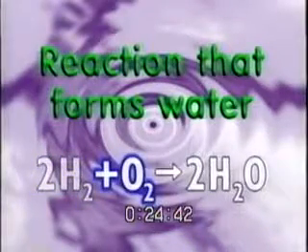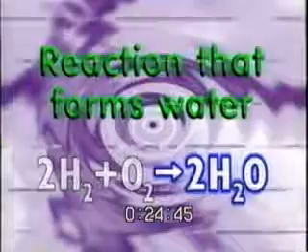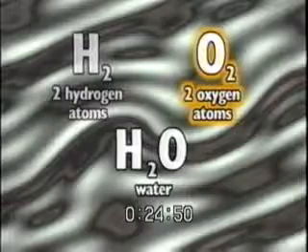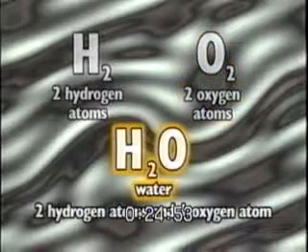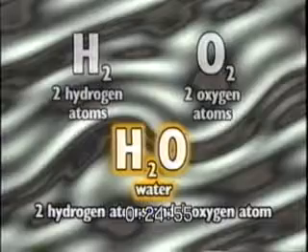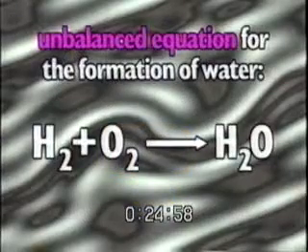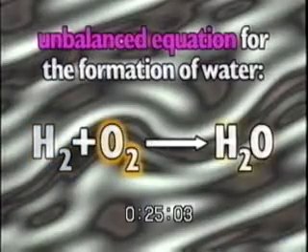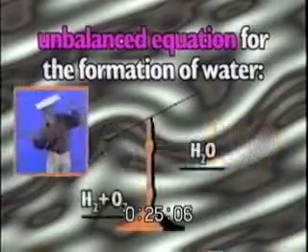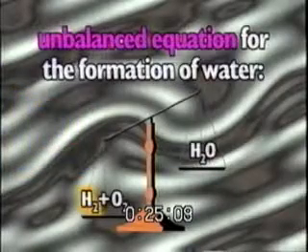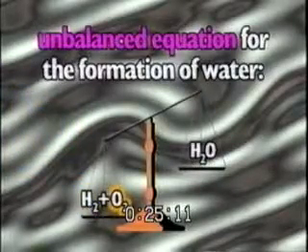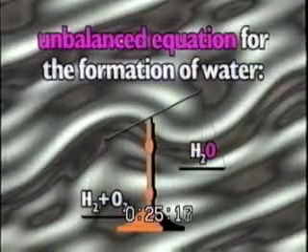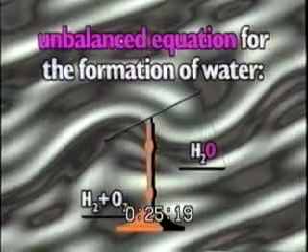2H2 plus O2 yields 2H2O. H2 is a molecule with 2 hydrogen atoms, and O2 is a molecule with 2 oxygen atoms. Each water molecule has 2 hydrogen atoms and 1 oxygen atom. The unbalanced equation representing the formation of water is H2 plus O2 yields H2O. This equation is unbalanced because there are 2 hydrogen atoms and 2 oxygen atoms on the left side, but there are 2 hydrogen atoms and only 1 oxygen atom on the right side. One of the oxygen atoms on the right is gone.